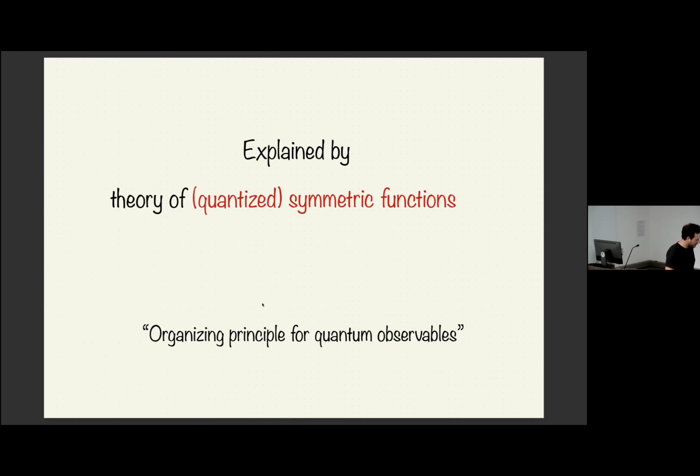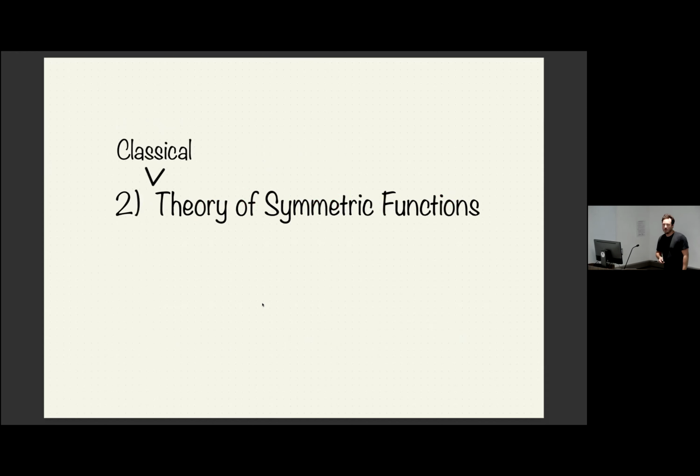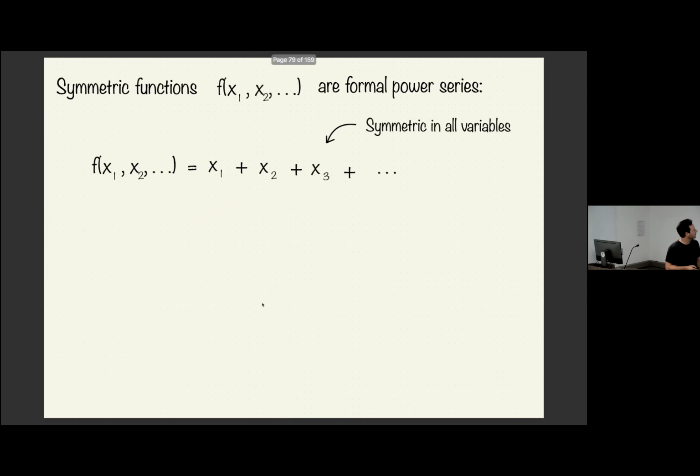Like I said at the beginning, this is explained by the theory of quantized symmetric functions, which I'll explain soon. More generally, I think of it as an organizing principle that lets you construct operators acting in the Hilbert space of, in this case, the XX spin chain, which capture interesting data. So let me first review what the classical theory of symmetric functions is.